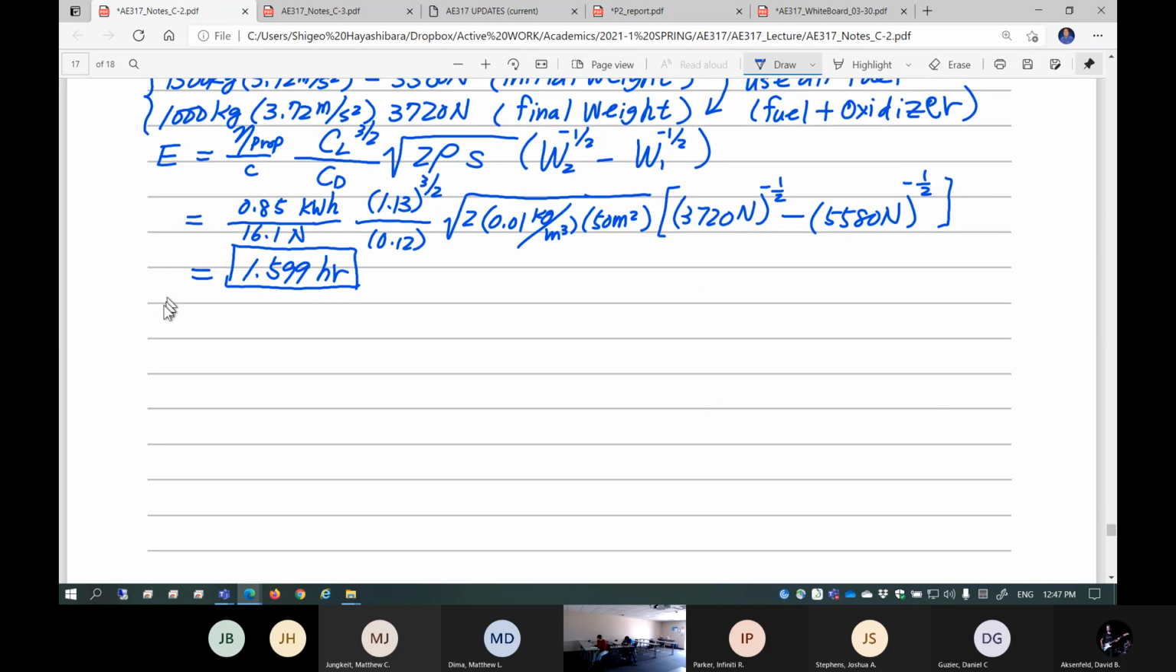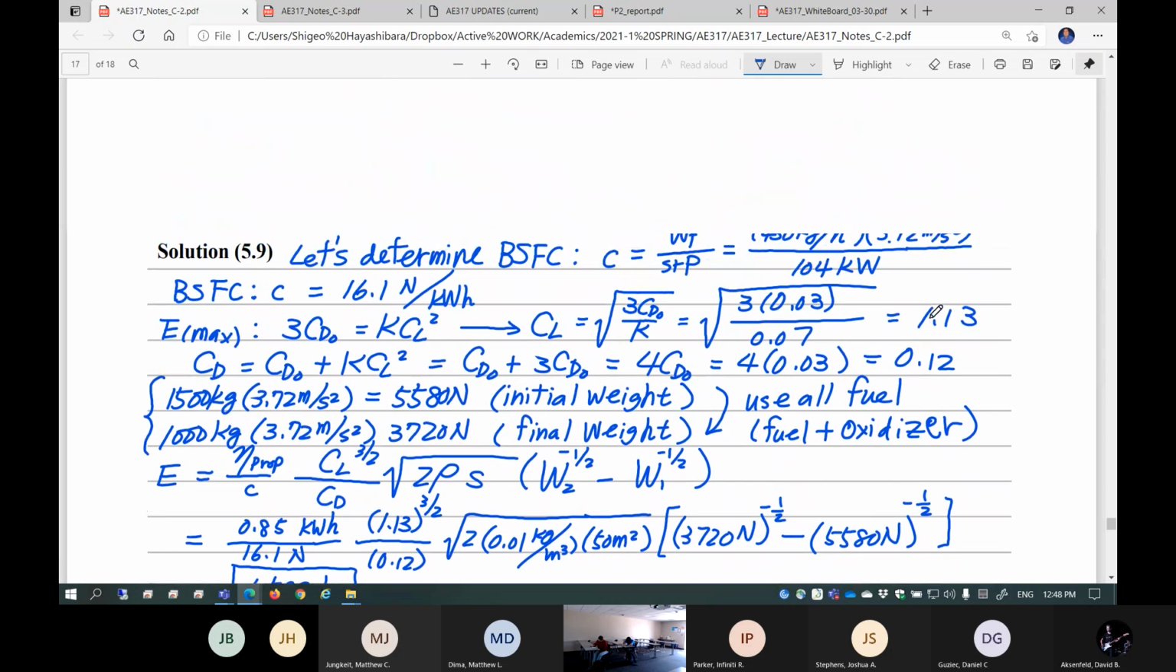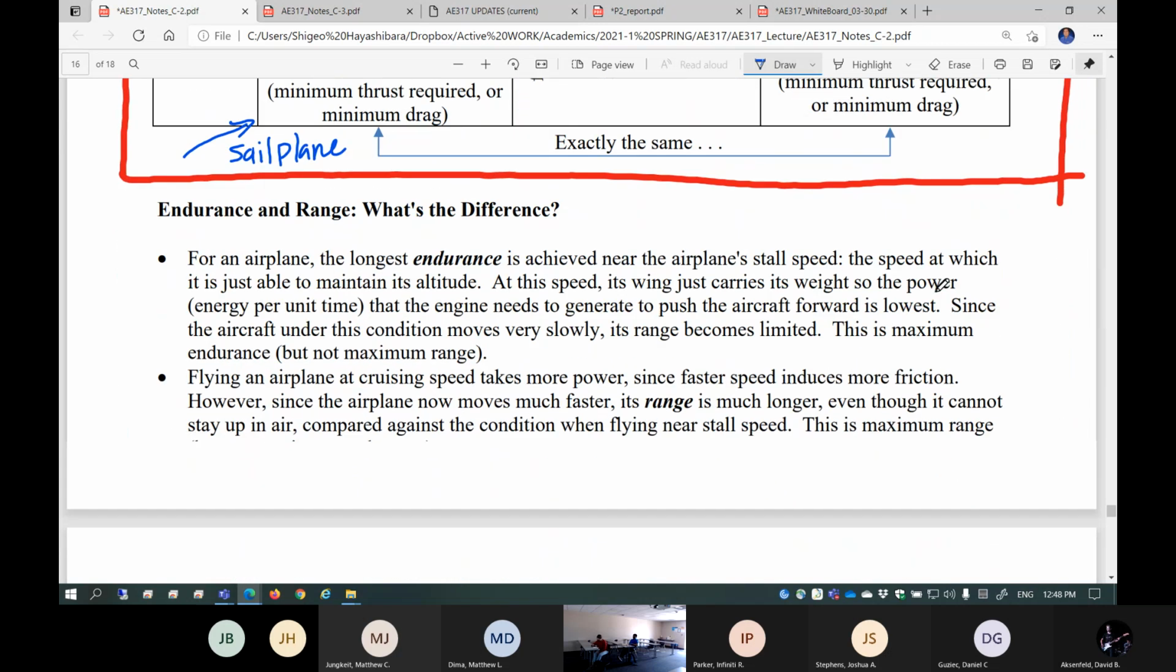So next is maximum range, of course. Maximum range, what's the condition? Anybody? Anybody in classroom? Only 2 people. What's the condition of maximum range? We're going to go back to this summary. CD naught is equal to KCL squared. That's right. So this is the minimum thrust point, minimum drag point, to say the least. Minimum drag, minimum thrust required, which is when induced drag coefficient is equal to parasite drag coefficient. CD0 is equal to KCL squared.